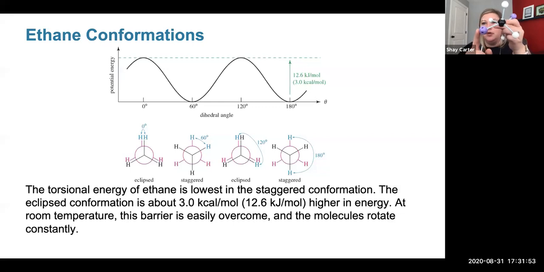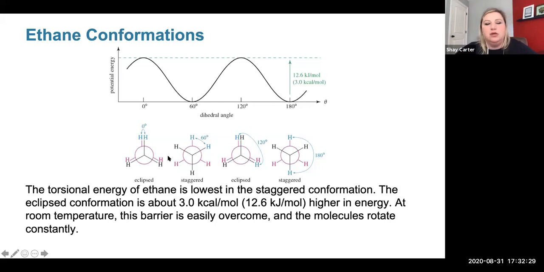Okay, so this is 60 degrees. Our potential energy goes down. And remember, in chemistry, low energy means more stable. So there is one staggered conformation. Staggered means that the bonds are 60 degrees from each other. We keep turning 60 degrees and we bump into another eclipsed conformation. Eclipsed is high energy, not as stable. And we can do this over and over again.